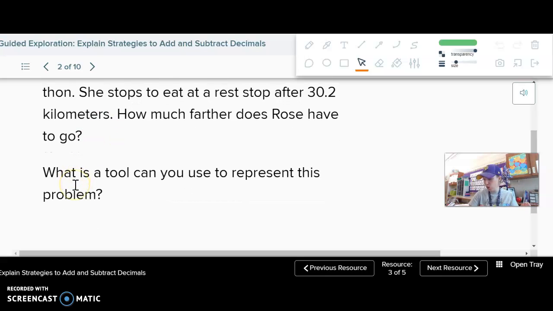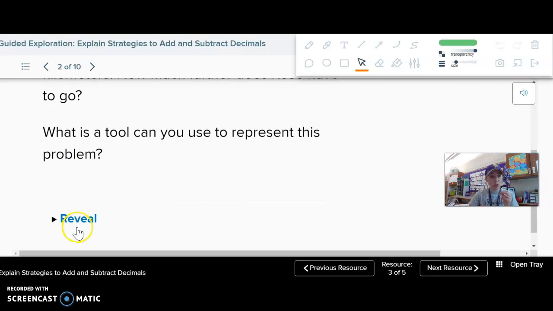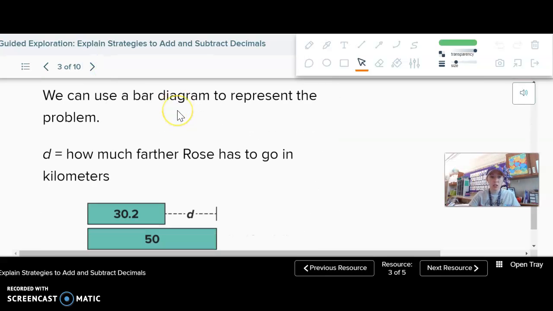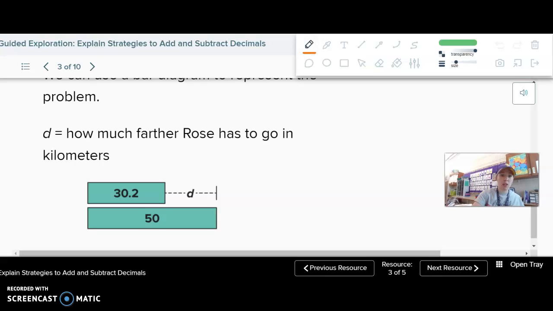One tool we can use, which you're going to write on your notes, are called bar diagrams or bar models. You might have seen these in past grades. You might not have. It's just a way to visualize the problem. So if we use a bar diagram, we could say, well, this is the total right here. This is how far she has gone. So what is the missing part? How much farther does she have to go? Just drawing out a picture like that is called a bar model.